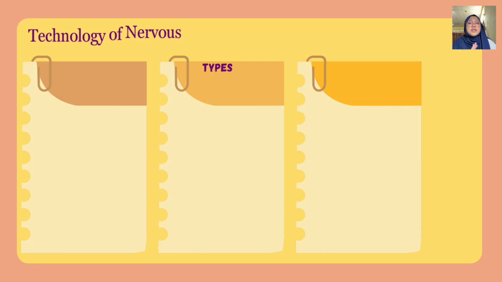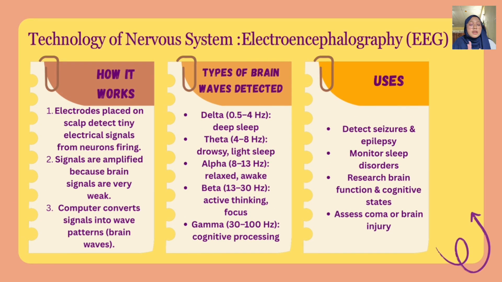Now is the last part of my presentation, which is the technology used in the nervous system. So here I will be talking about the electroencephalogram, known as the EEG. It's a technology used to study brain activity. And how does this technology work? It works by placing electrodes on the scalp to detect electrical signals produced by neurons when they fire.